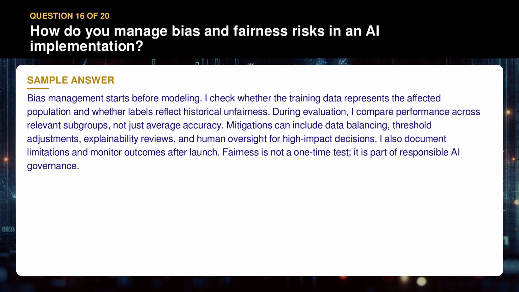Bias management starts before modeling. I check whether the training data represents the affected population and whether labels reflect historical unfairness. During evaluation, I compare performance across relevant subgroups, not just average accuracy. Mitigations can include data balancing, threshold adjustments, explainability reviews, and human oversight for high-impact decisions. I also document limitations and monitor outcomes after launch. Fairness is not a one-time test, it is part of responsible AI governance.